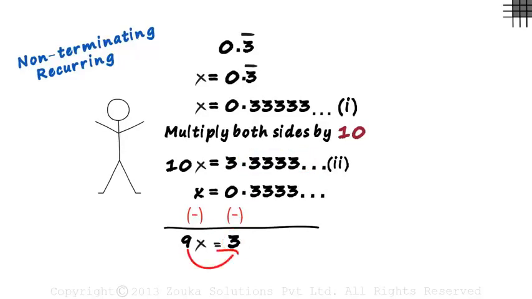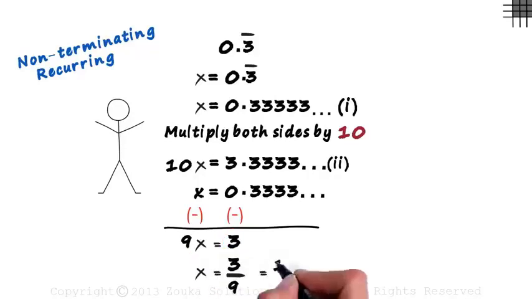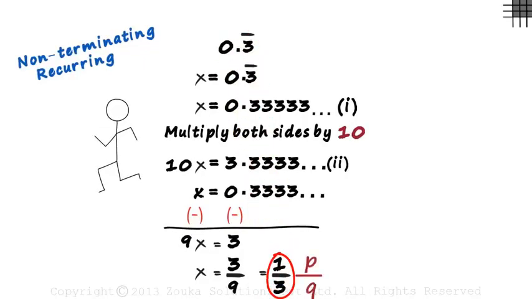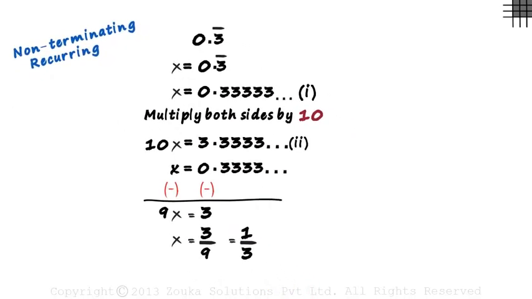Transposing 9 to the right-hand side, we get x equal to 3 by 9, which equals 1 by 3. Here we converted a recurring decimal to the rational number form p by q. Remember, our ultimate aim is to eliminate the recurring decimal.